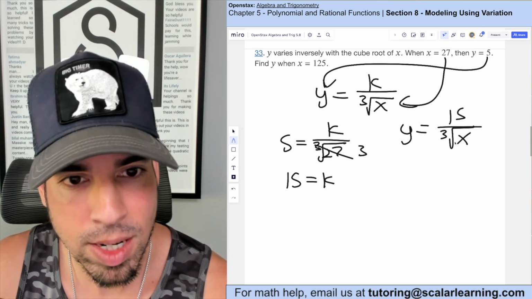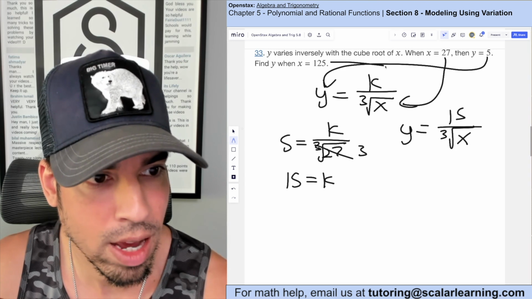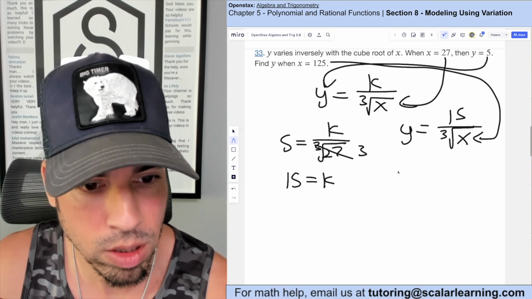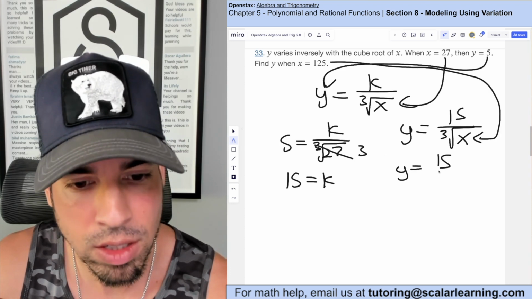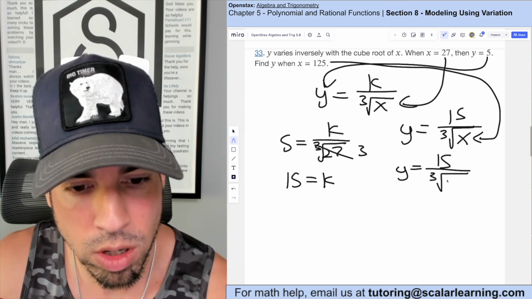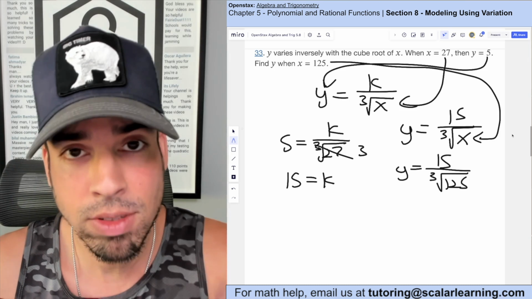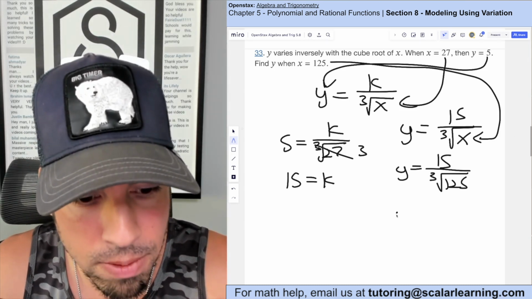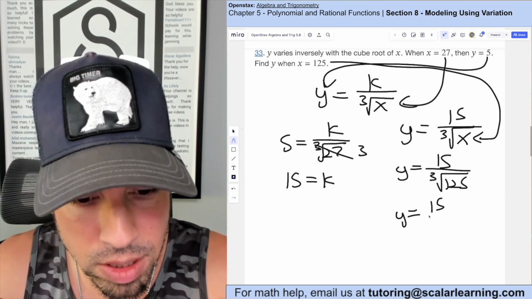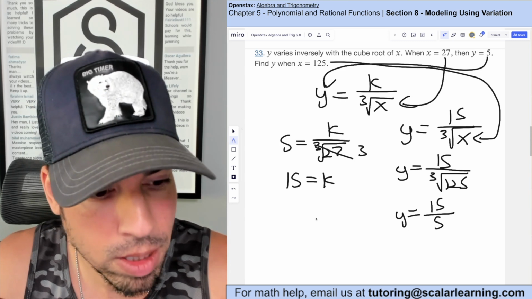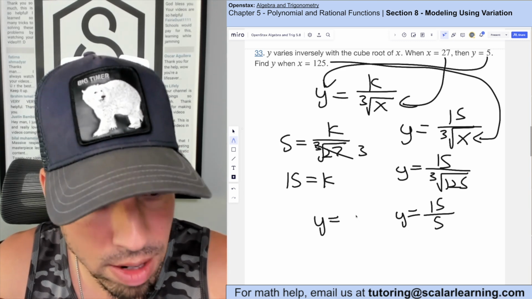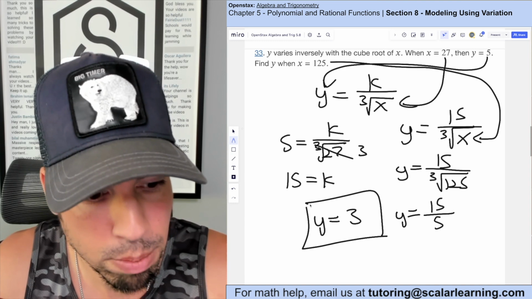And then last but not least, it wants us to solve for y when x equals 125. So we're going to plug in like so. 15 over the cube root of 125. What is the cube root of 125? It's actually 5, because 5 times 5 times 5 is 125. So y equals 15 over 5, which is 3. So y equals 3. Boom, done.